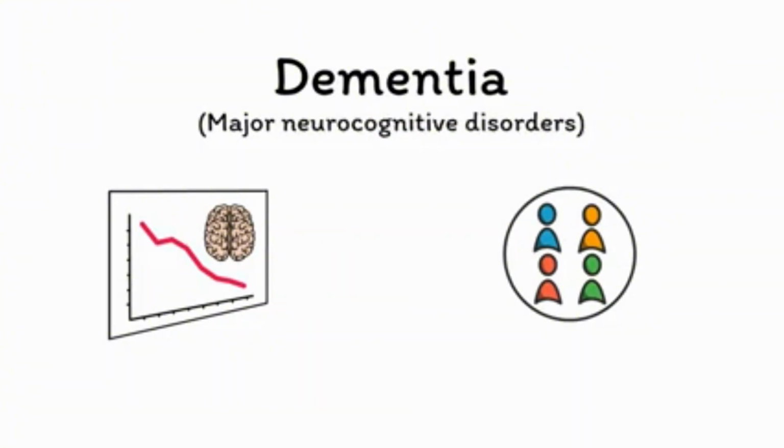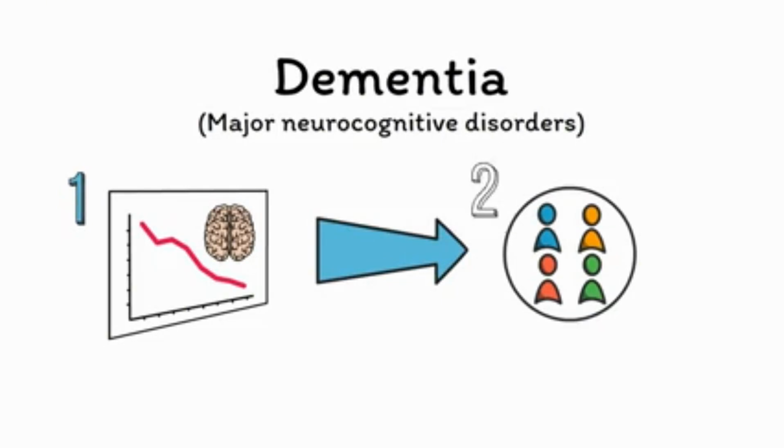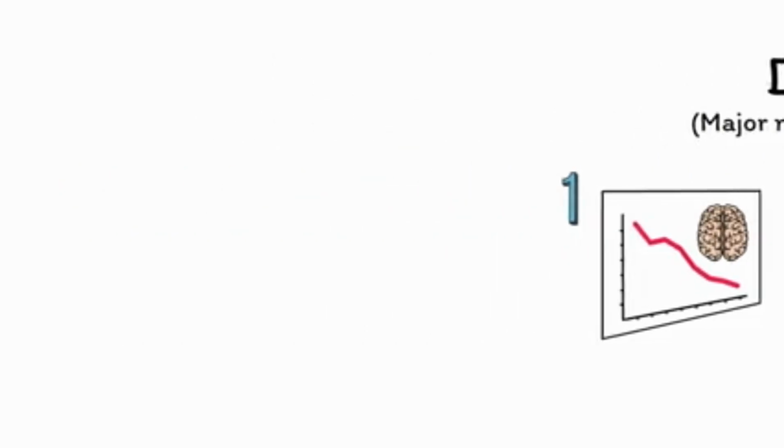Because dementia is not one disease, but several, diagnosing dementia is a two-step process. First, you need to determine whether dementia is present or not. If it is, then you need to determine what type of dementia it is. You can answer the first question by using the diagnostic criteria in the DSM.